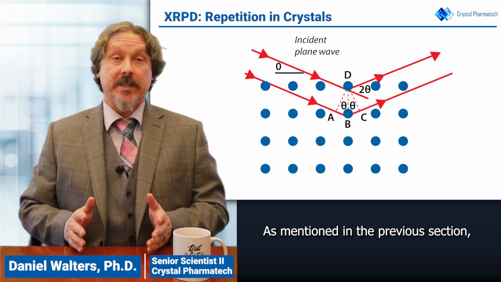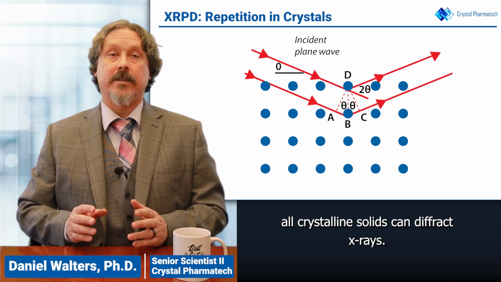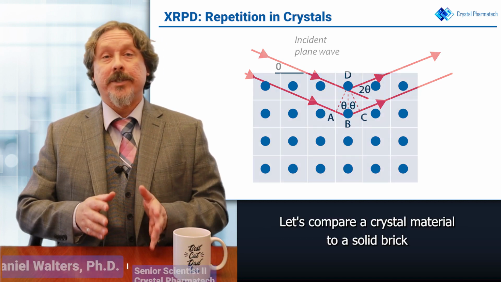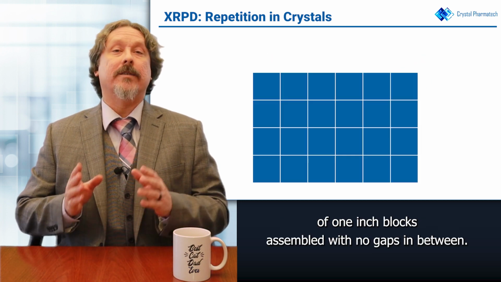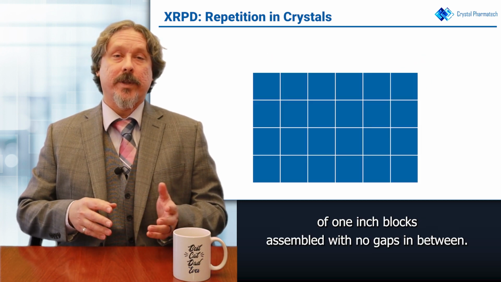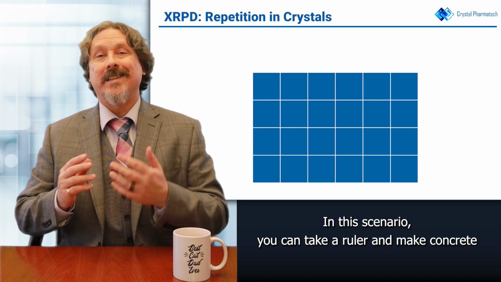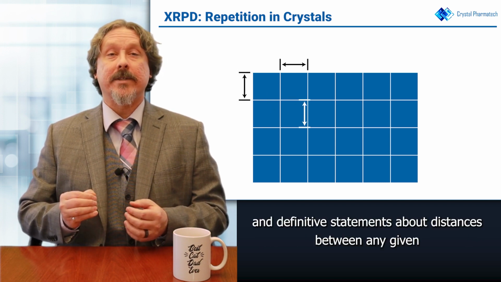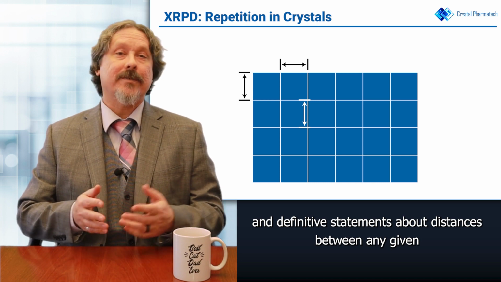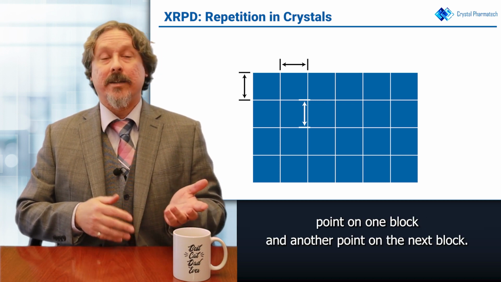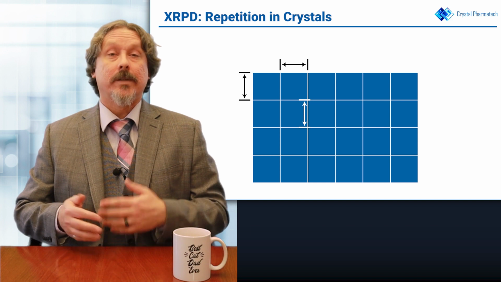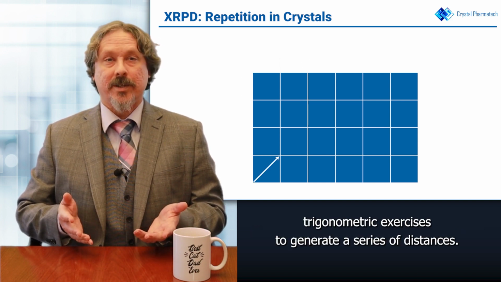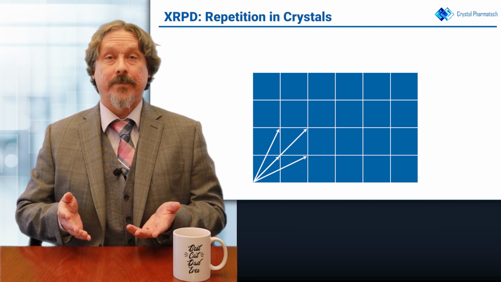As mentioned in the previous section, all crystalline solids can diffract X-rays. Let's compare a crystalline material to a solid brick of 1-inch blocks, assembled with no gaps in between. In this scenario, you can take a ruler and make concrete and definitive statements about distances between any given point on one block and another point on the next block. More easily, we can sit and do a few basic trigonometric exercises to generate a series of distances.